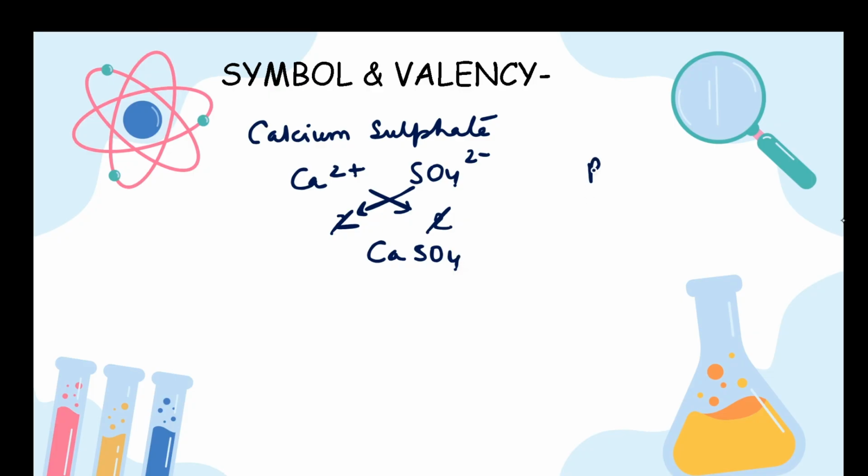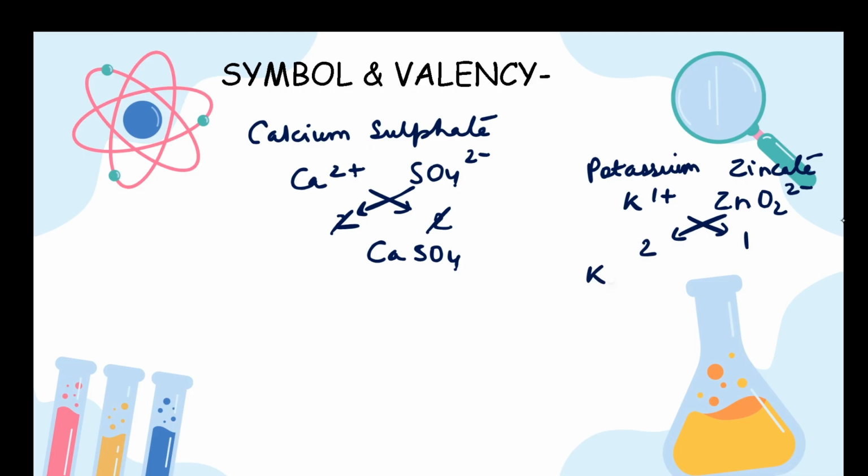If we have to write potassium zincate, potassium zincate. Now potassium is K1 plus and what is zincate? Zincate is a new, you can say, radical for you to learn. It is ZnO2 2 minus. Interchange their valencies, potassium gets 2, zincate gets 1. So the formula is K2ZnO2. I hope you are following how you have to write the chemical formulas.